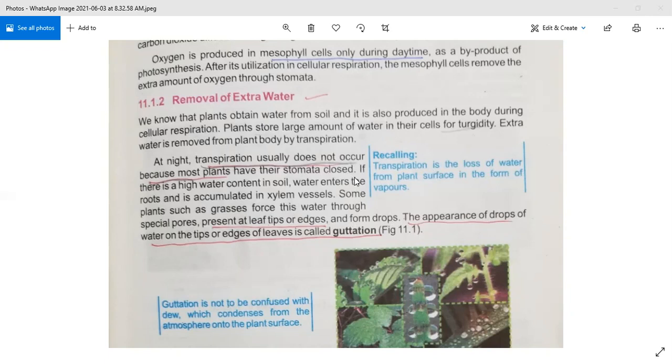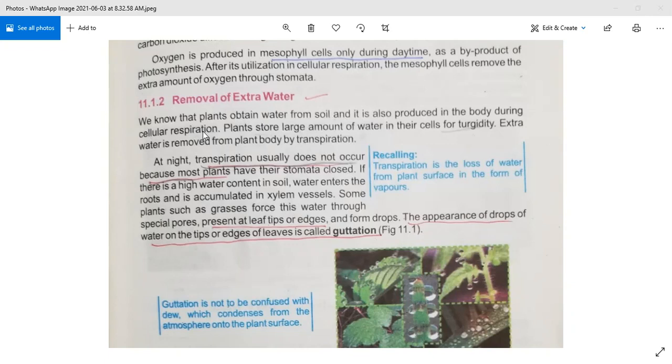But the question is, what is the difference between the two? What is turgidity and what is guttation? So I will tell you what turgidity is. You can see plants obtain water from soil. We all know that plants get water from soil, from the roots, from root hairs, and it is also produced in the body during cellular respiration. This is also true when leaves make sugary solution with the help of water.